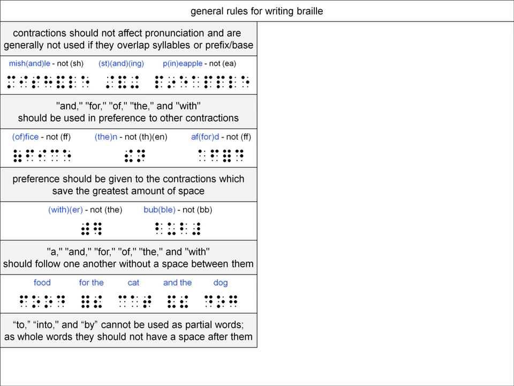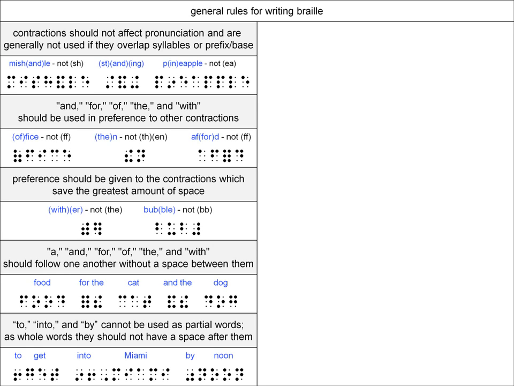Next, the contractions to, into, and by cannot be used as partial words. So for instance, you couldn't use the to contraction in a word like top. This part of the rule makes the next part possible, which is that these contractions should be written unspaced from the word that follows. Let's look at an example.